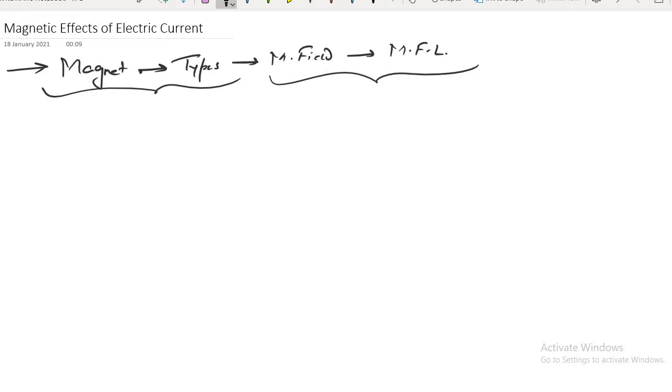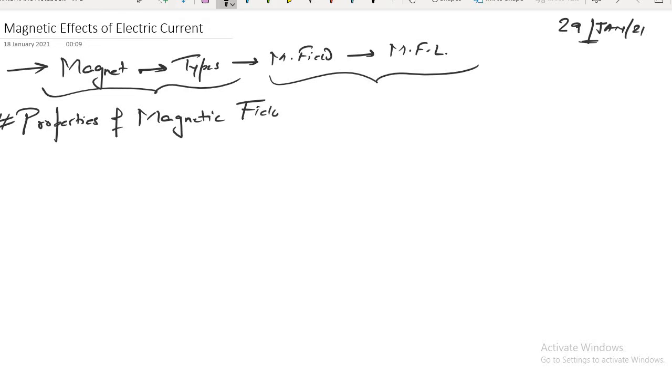Today the date is 29th of January 21. And today we are going to start by revising the topic called properties of magnetic field lines. Are you understanding what I am saying, everyone? Yes, sir.